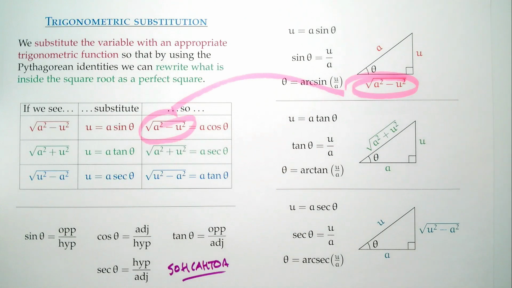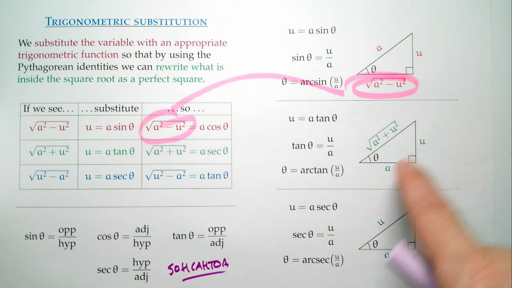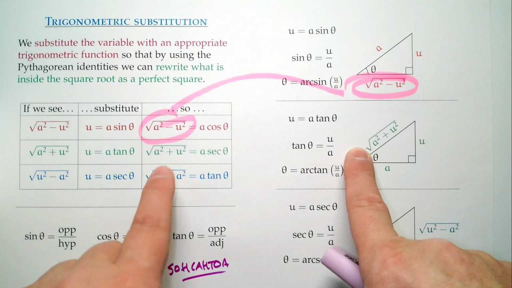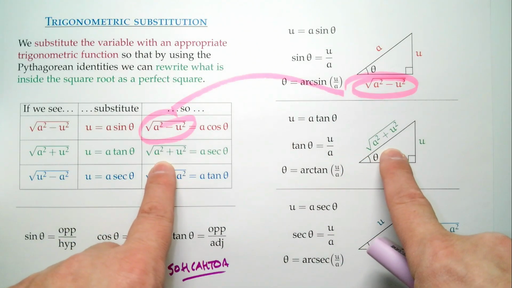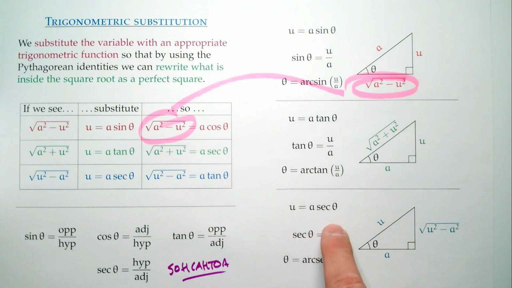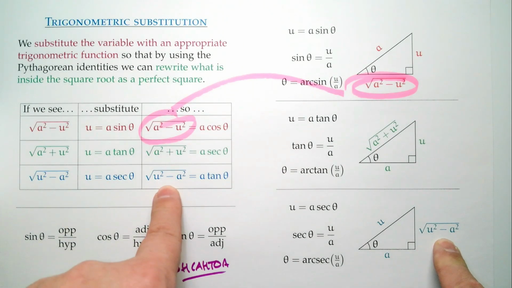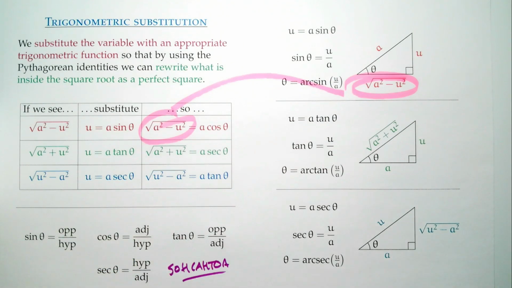And it happens consistently. If we set u equals a tangent theta, then tangent theta is u over a. So tangent is the opposite over adjacent. So the missing side is the square root of a squared plus u squared. And again, these match. U equals a secant theta says secant theta is u over a. Hypotenuse over adjacent. The missing side is the square root of u squared minus a squared. And again, they match. All right.